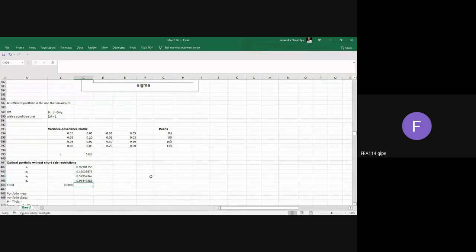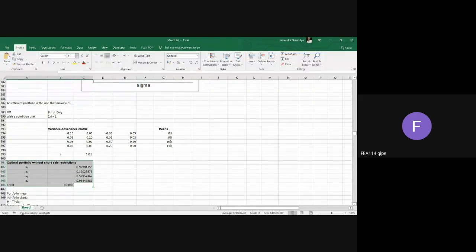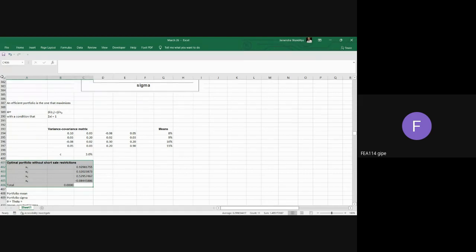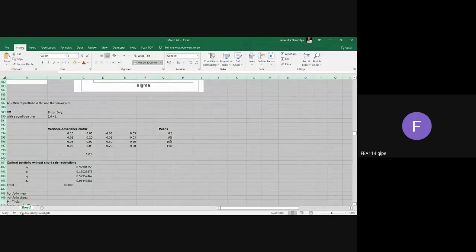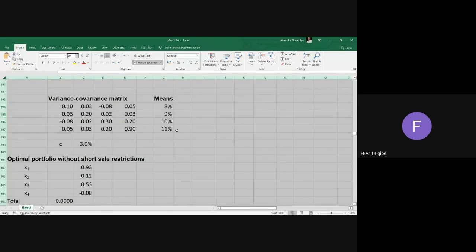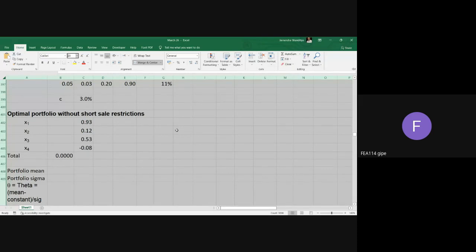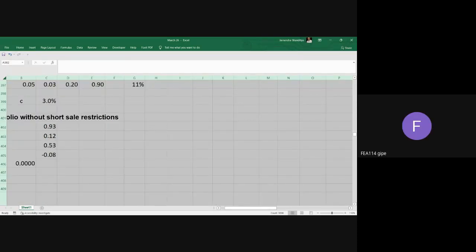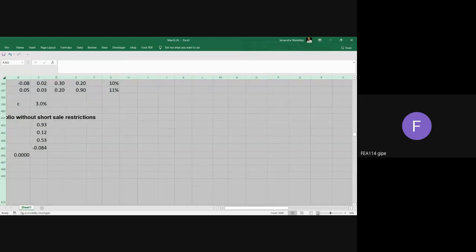Now let me zoom in a little bit. Can you see it slightly better now? Yes, sir. In fact, now my zoom is also working incidentally.